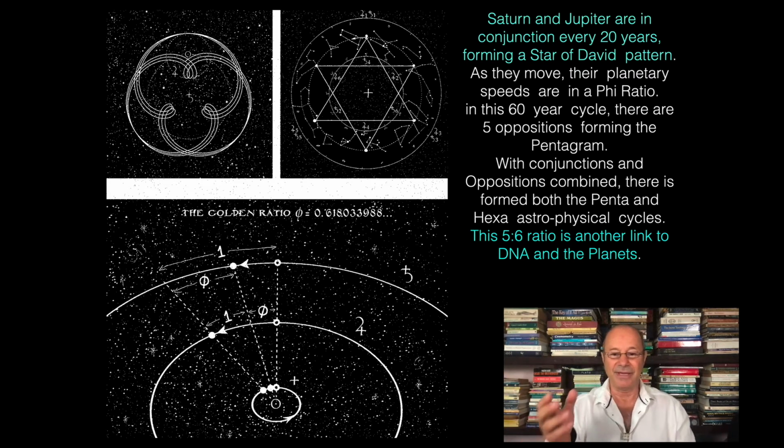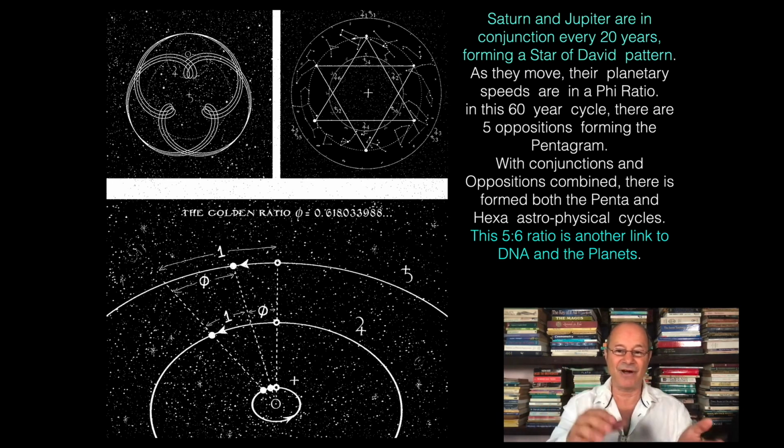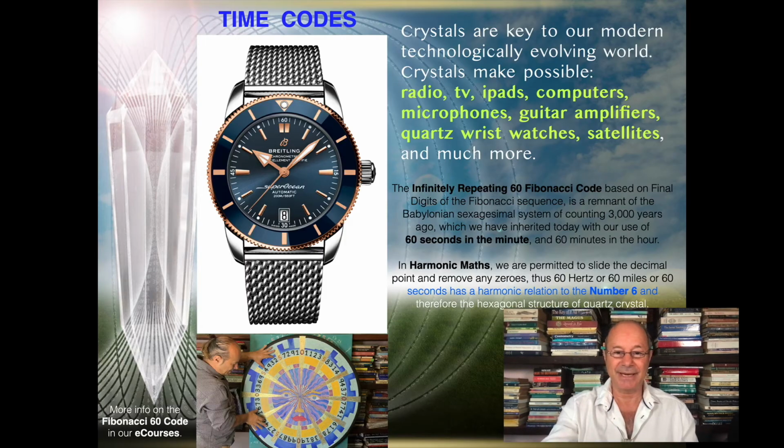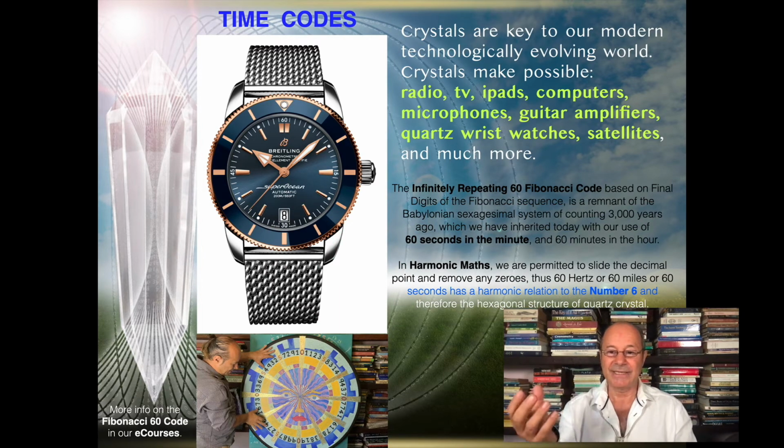But the golden ratio is pent, and they also create hexagon cycles. So 5 and 6 relates planetary cycles way back to our DNA. So when we think of 60, we think of the clock. So these are really time codes. And the reason why I talk about 60 is because we're coming up to Tesla, who says that the ideal frequency for all electricity is 60 Hertz.